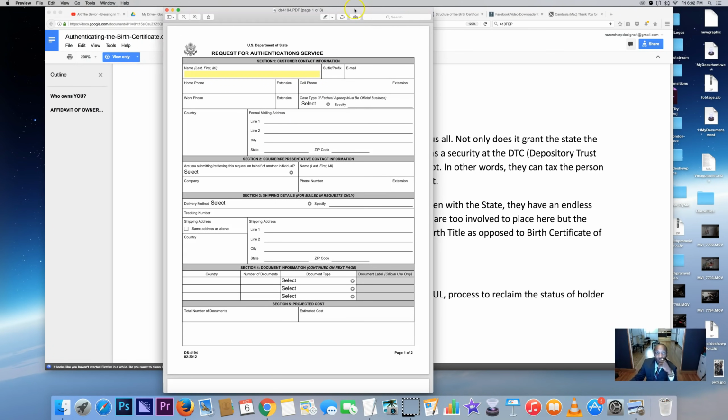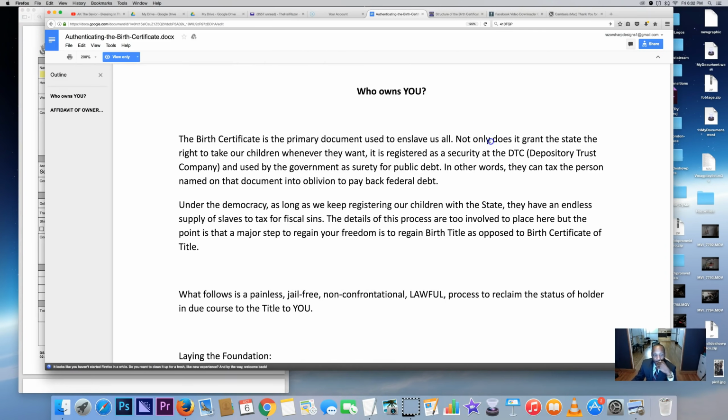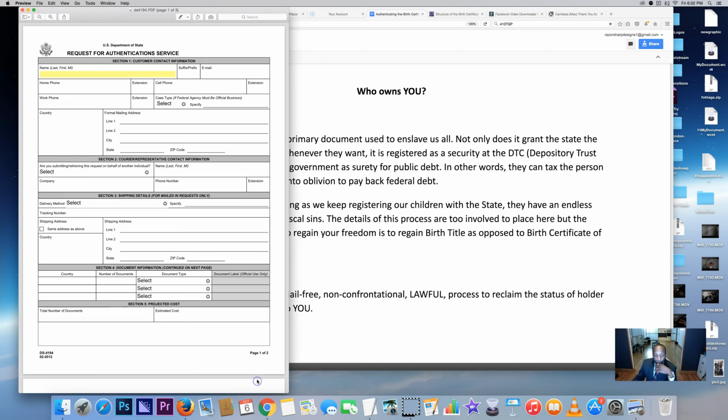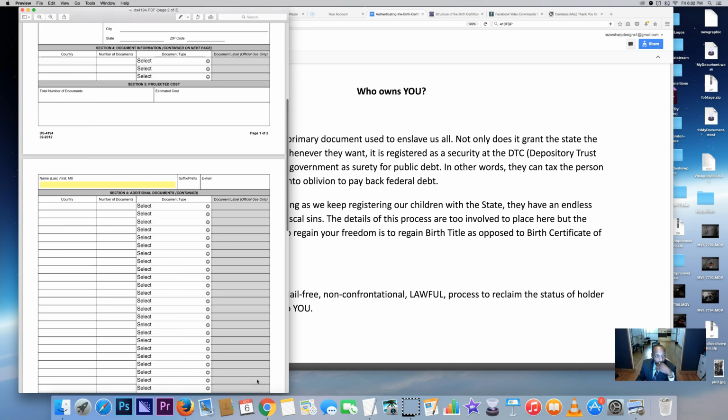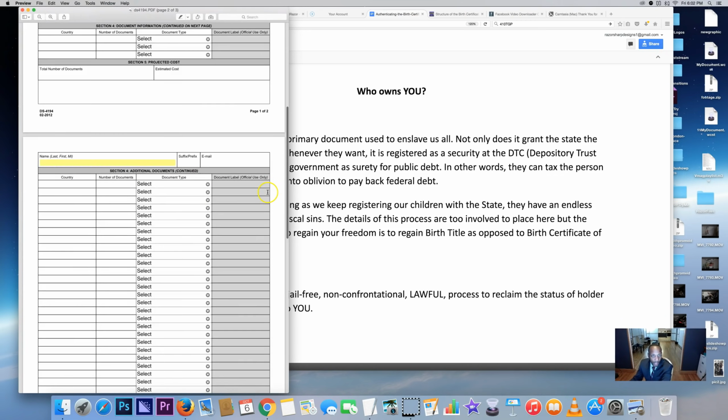All right. Once you get this form done, you're gonna put Taiwan right here on the second page too. Also, number of documents. It's 2 documents. You're gonna put Taiwan, document type, certificate of live birth, birth certificate, either or, and that's that.